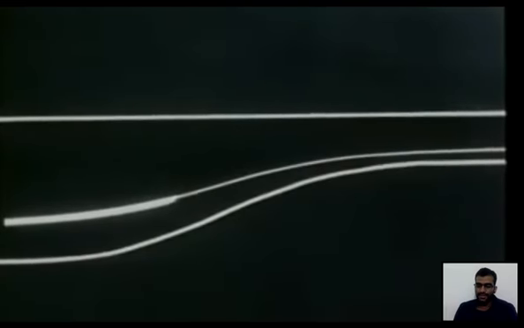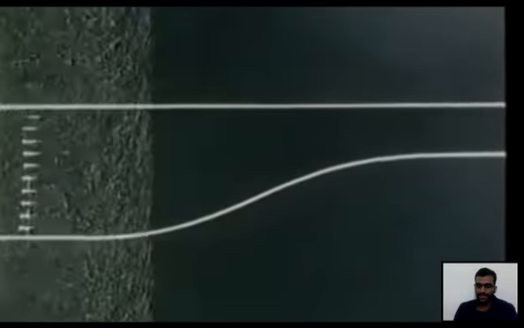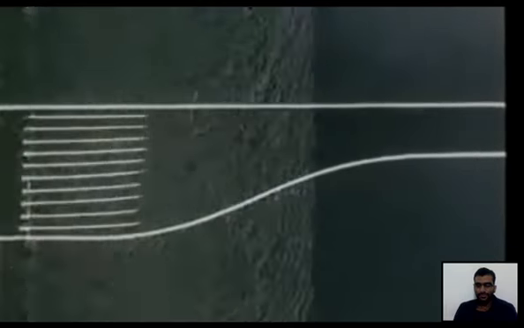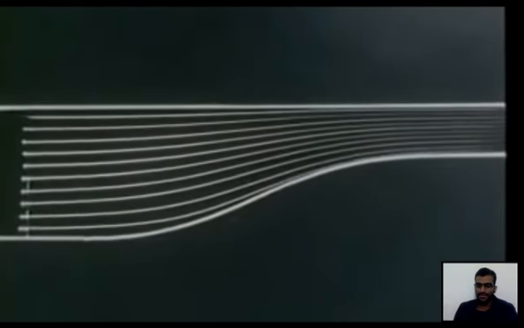Now for a steady flow, like in this case, what we can observe is that the path line and streak line coincide with each other. These are the multiple streak lines.